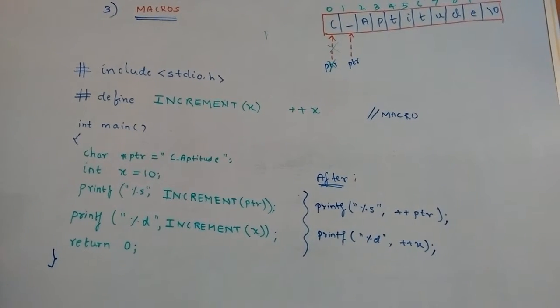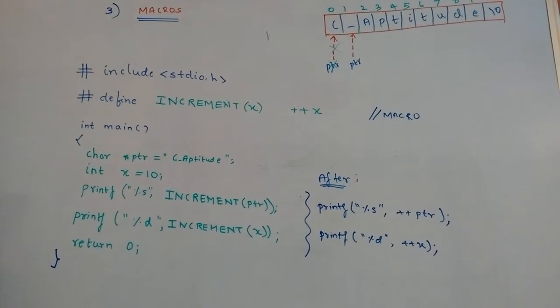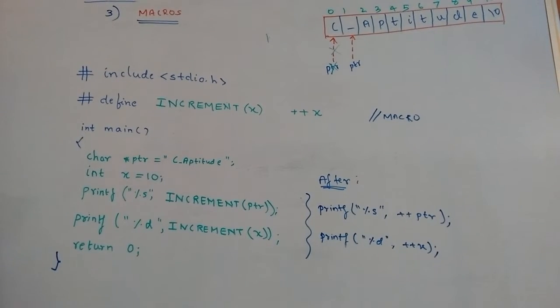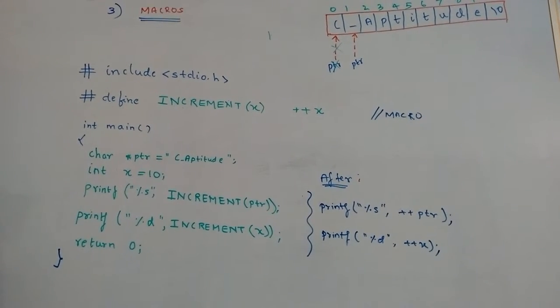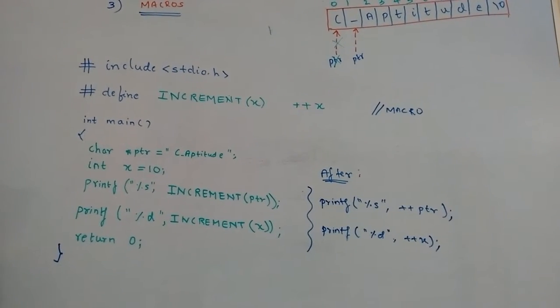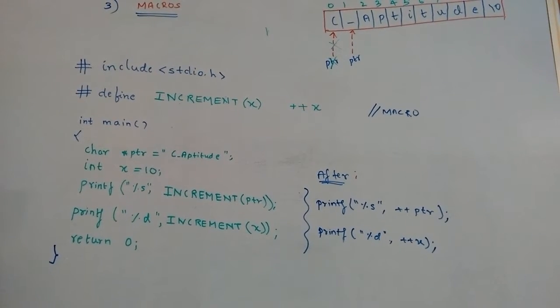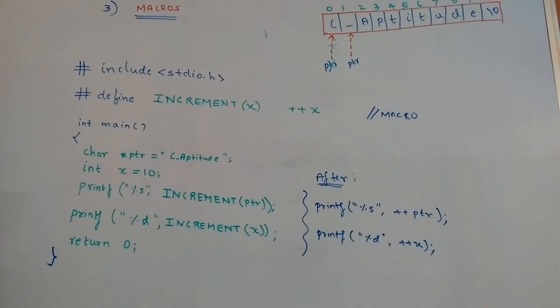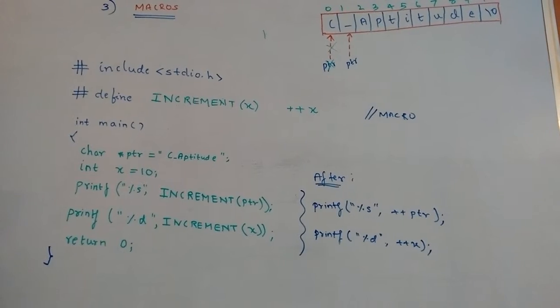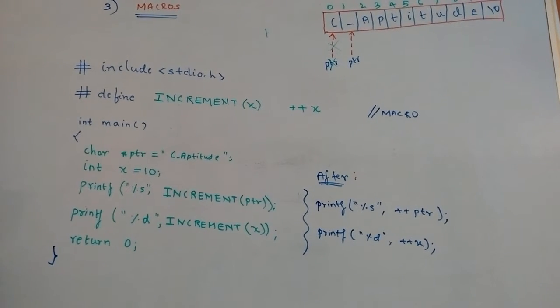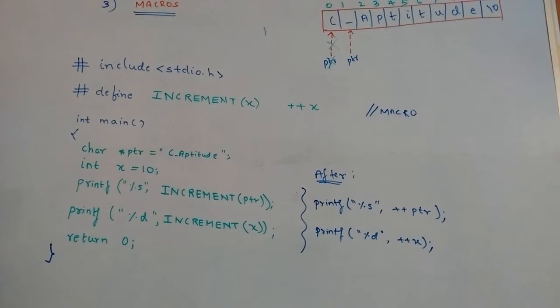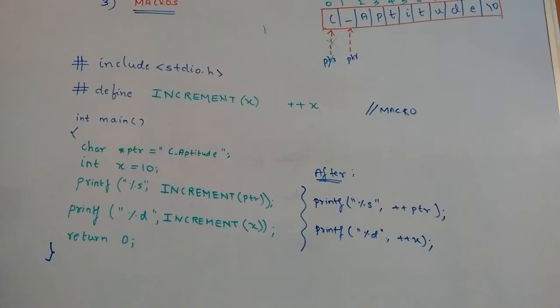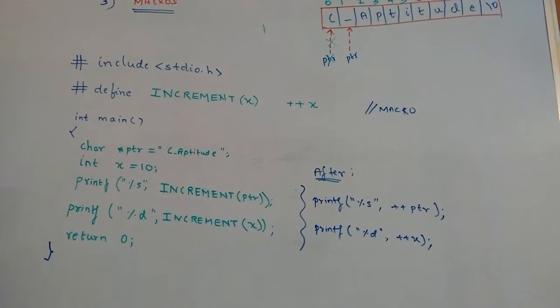And then you know what the output of the second printf statement is. X initially was 10. After incrementing, it would have become 11. So my output for the whole program would be underscore aptitude followed by 11. That would be the output for the whole program. I'm sorry that I forgot to write the output. Anyway, I'm saying it now. I hope this is very clear to you.